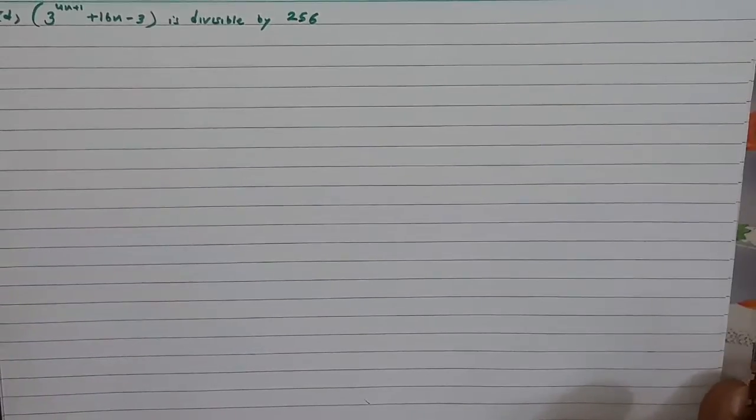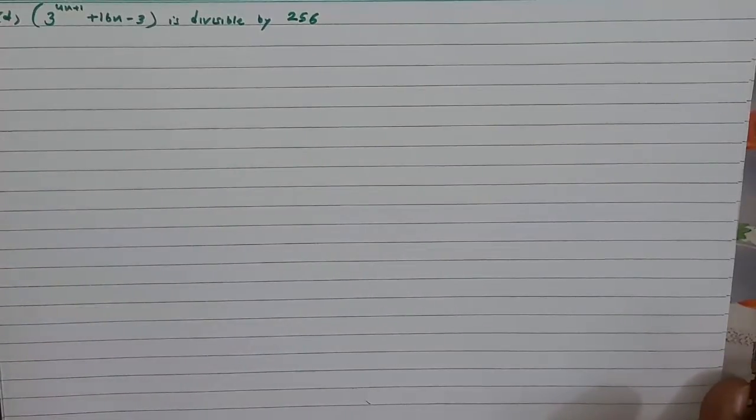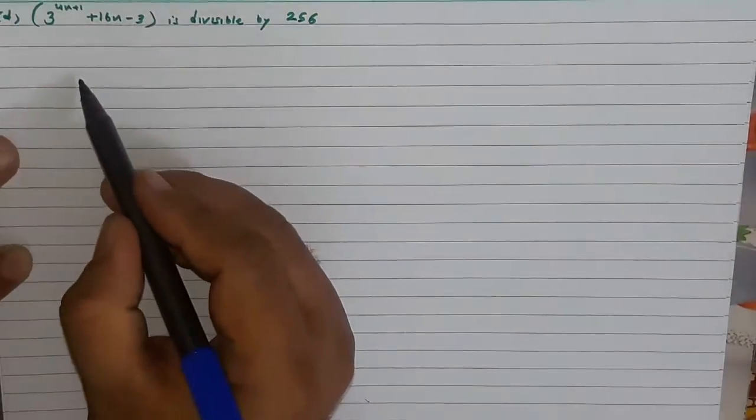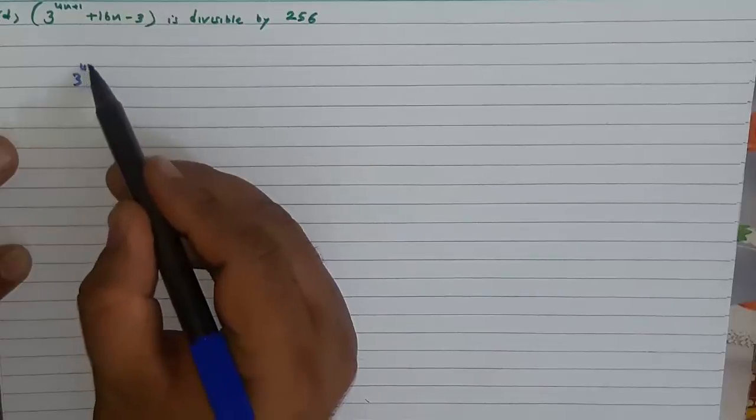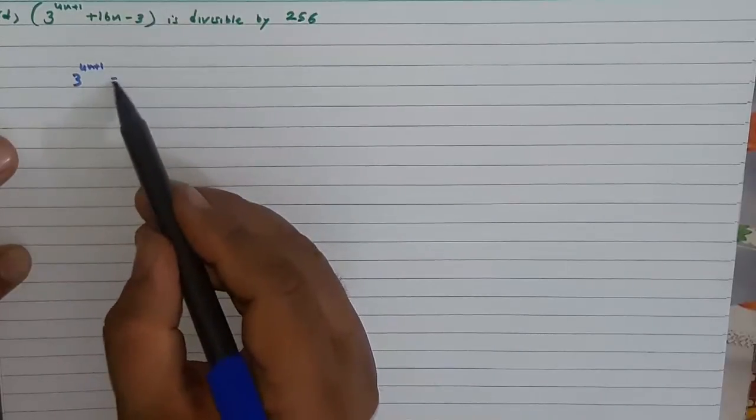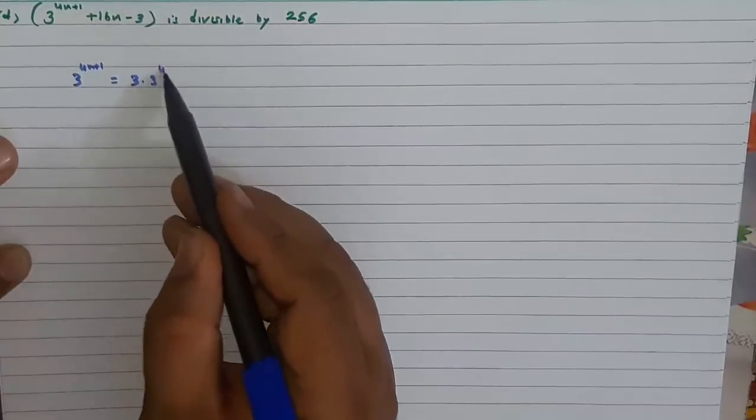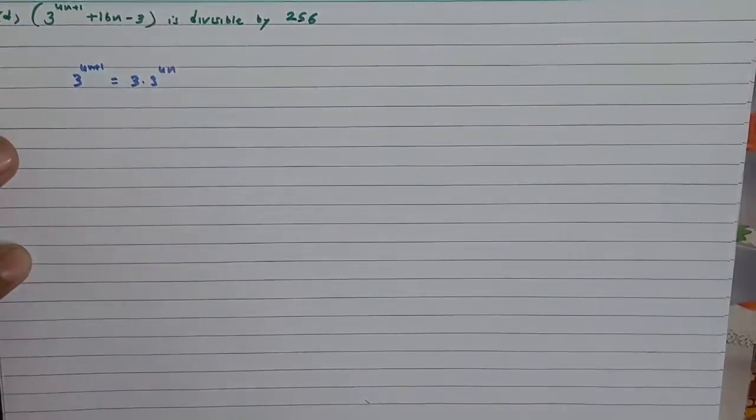Now come to the next part. This is 3 raised to power 4n+1 plus 16n minus 3 is divisible by 256. Same logic we challenge, but yahan pe thoda sa hi question tricky hai. So isko kaise start karenge dekhte hain. 3 raised to power 4n+1 can be written as 3 into 3 raised power 4n, right, 3 into 3 raised power 4n.